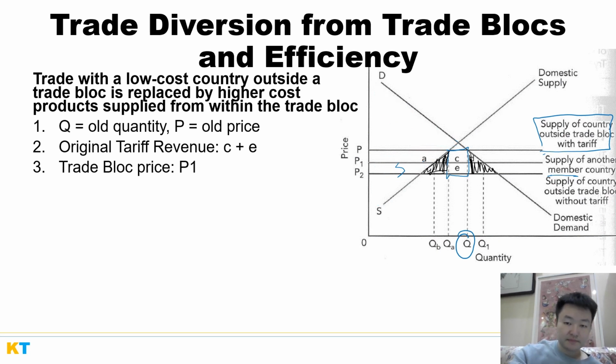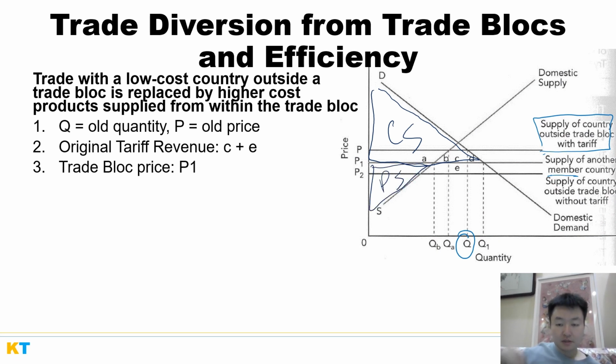So let's pretend we enter the trade bloc. Let me erase this. So when we enter the trade bloc, we are no longer trading with the outside country with tariffs. We are trading with a member country. And so let me erase all of this. So now that we're trading with the member country, consumer surplus is right here. It includes A, B, C, D. Producer surplus is right here.